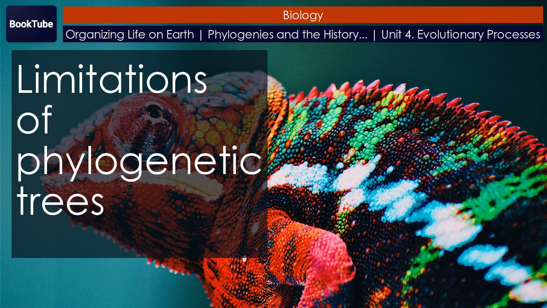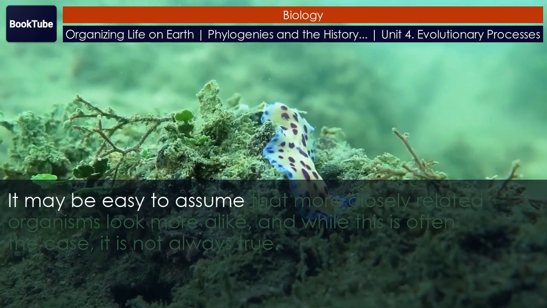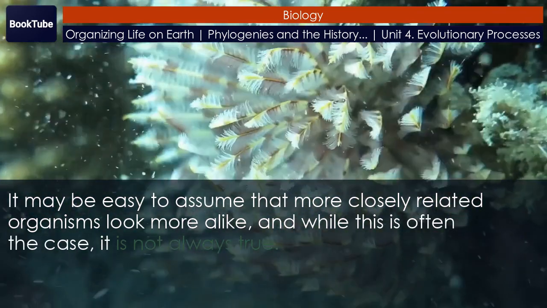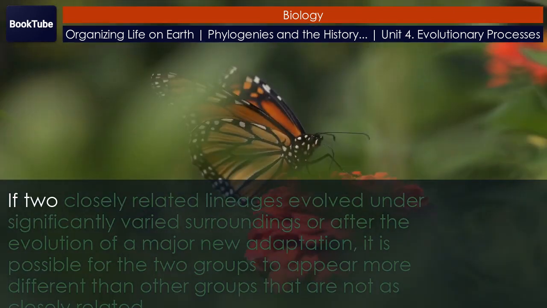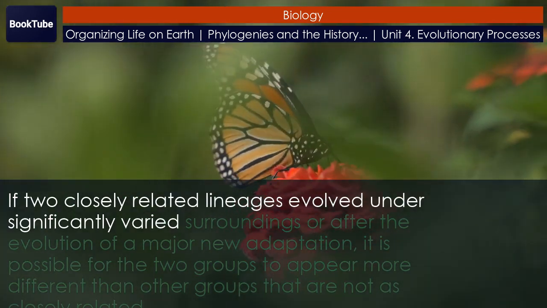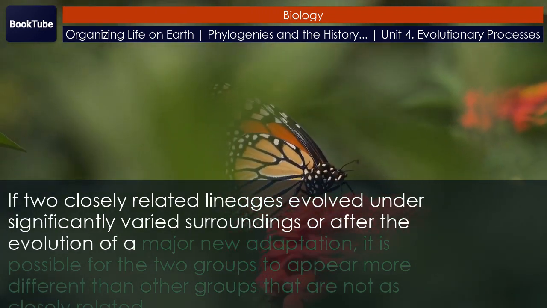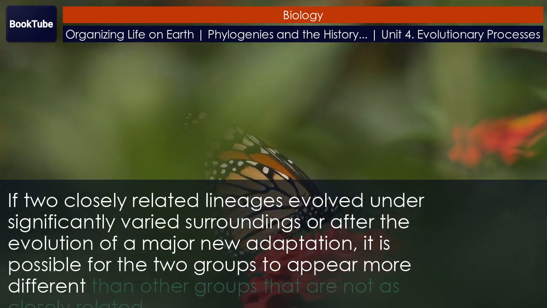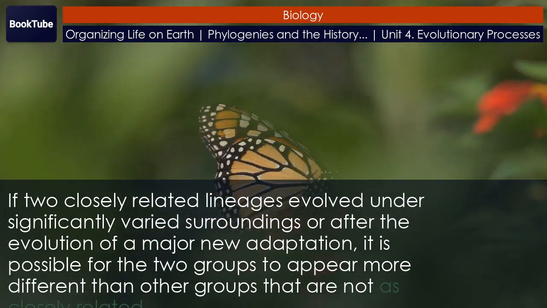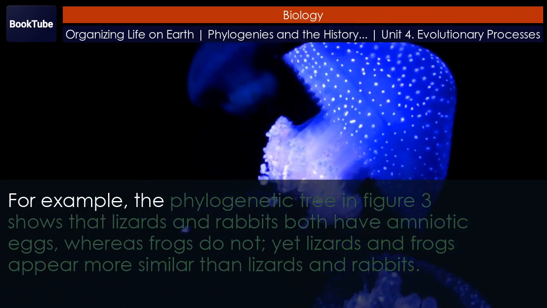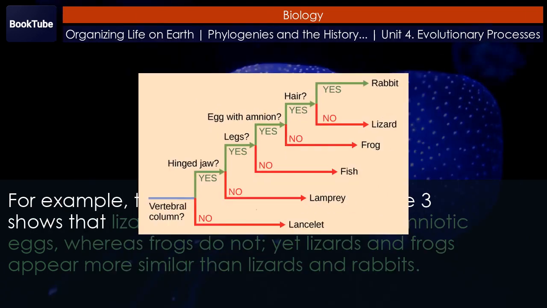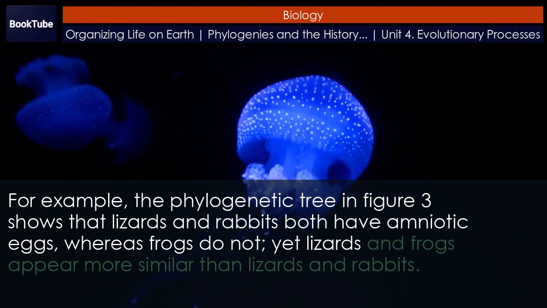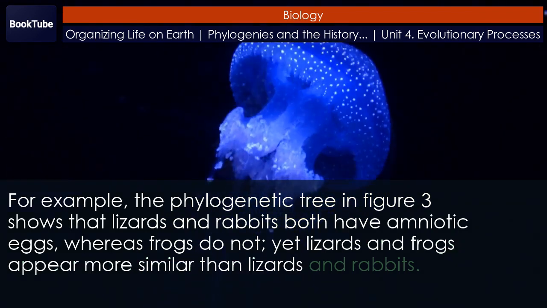Limitations of phylogenetic trees. It may be easy to assume that more closely related organisms look more alike. And while this is often the case, it is not always true. If two closely related lineages evolved under significantly varied surroundings or after the evolution of a major new adaptation, it is possible for the two groups to appear more different than other groups that are not as closely related. For example, the phylogenetic tree in Figure 3 shows that lizards and rabbits both have amniotic eggs, whereas frogs do not. Yet lizards and frogs appear more similar than lizards and rabbits.